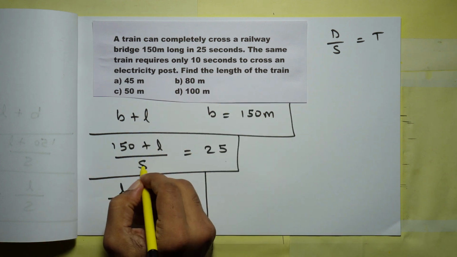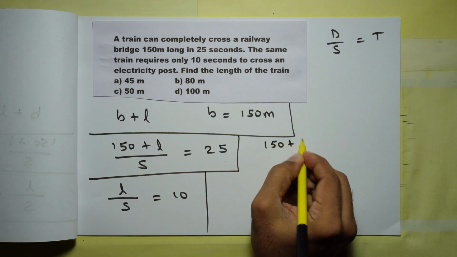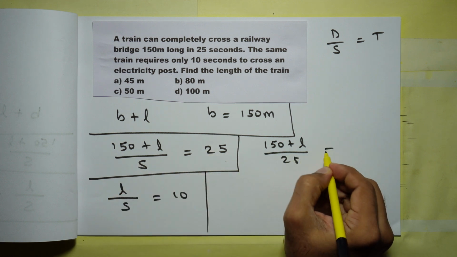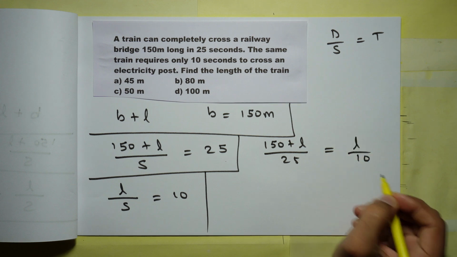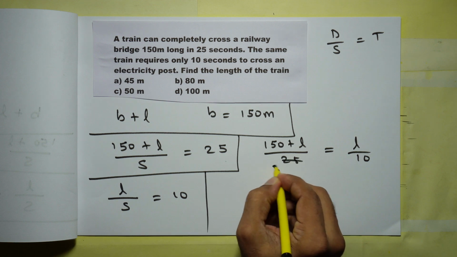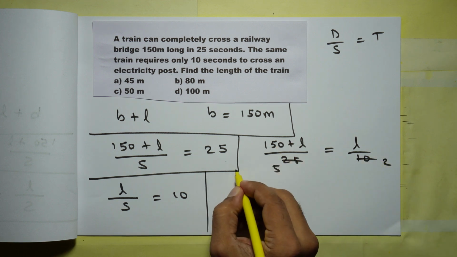So we'll eliminate S. Now here S is equal to 150 plus L by 25. Here S is equal to L by 10. So we can form the equation like this. Now here 5 divides 5 times, 5 divides 2 times. Now we will cross multiply.